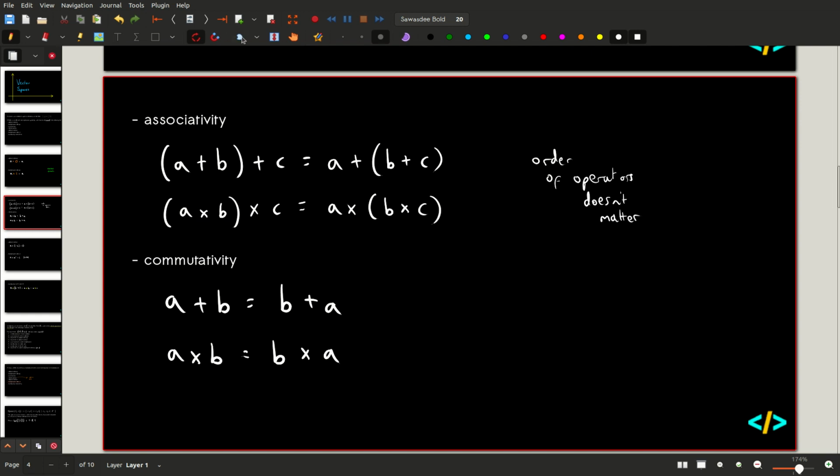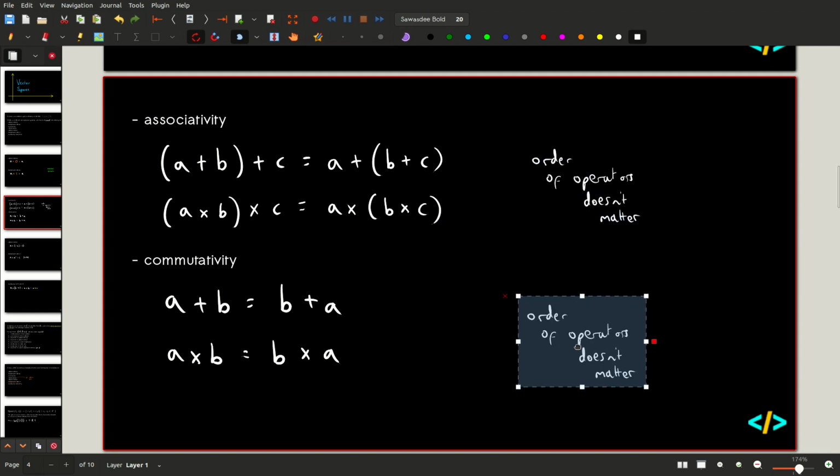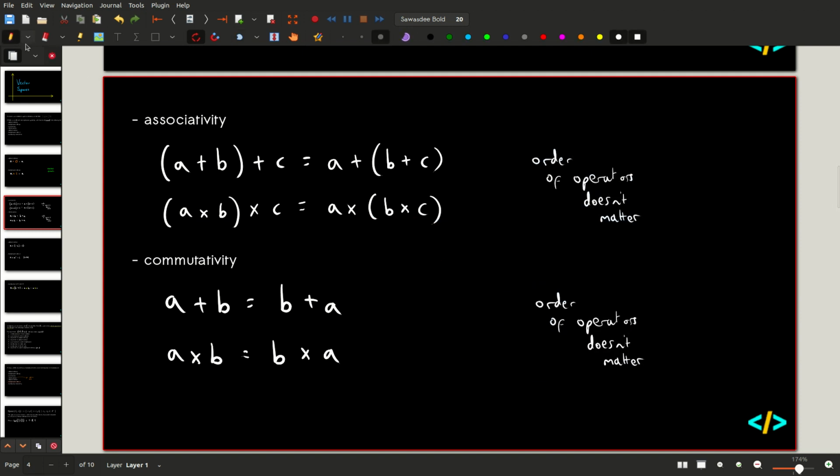So that's associativity. Commutativity is the exact same, but instead of the order of the operators not mattering, this is about the order of the operands. So, whereas here doing this first and then adding C, versus doing this first and then adding A, doesn't make a difference to the result, commutativity is about actually changing the order of the operands, so maybe flipping this A and B. Does that make sense?